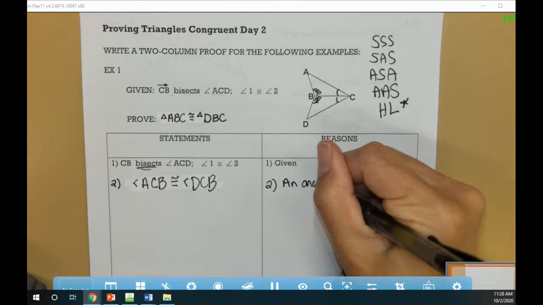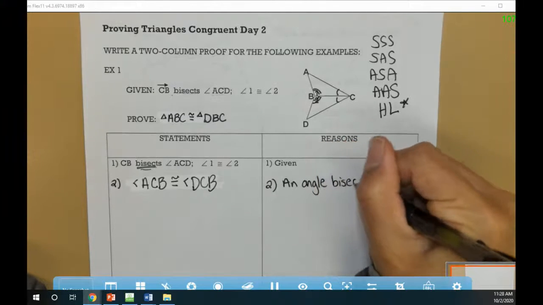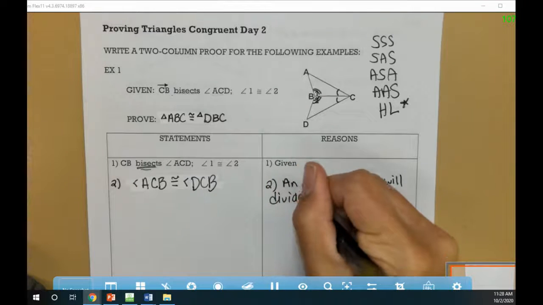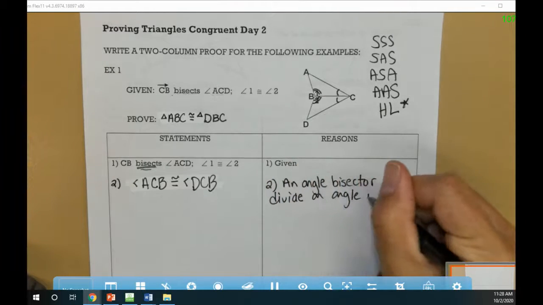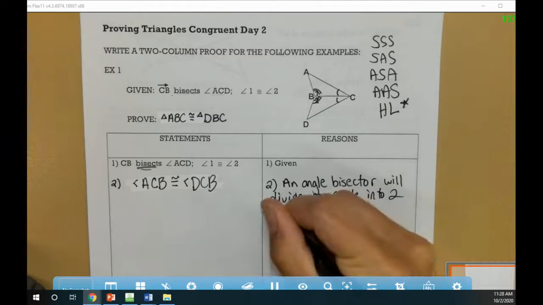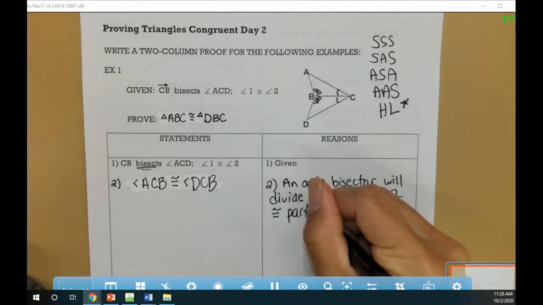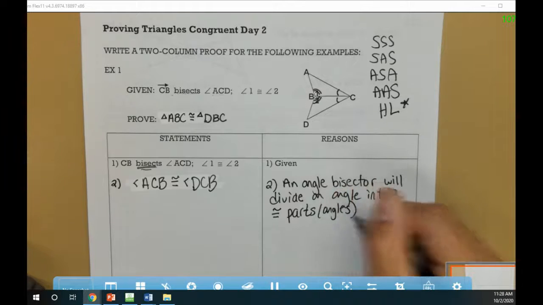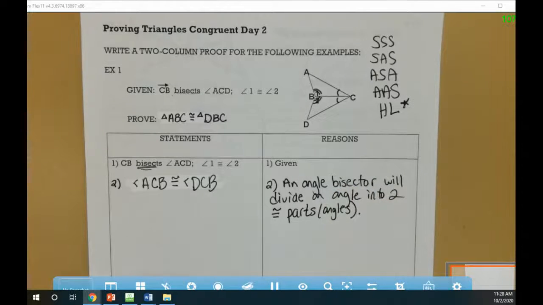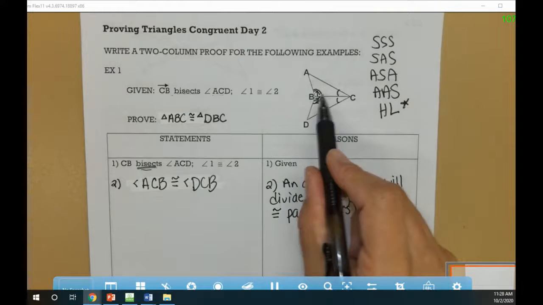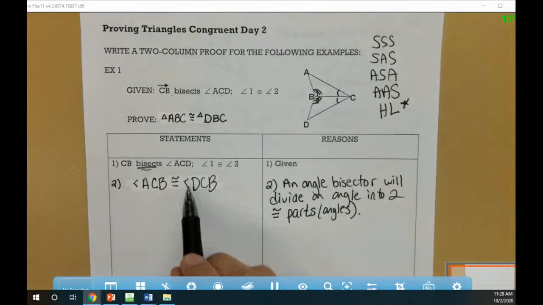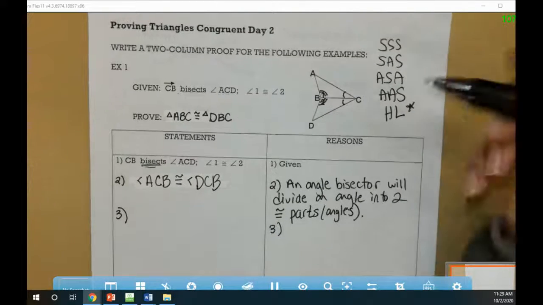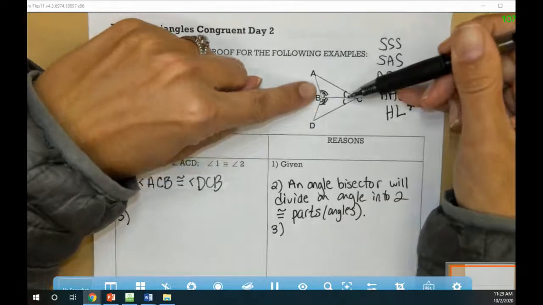So an angle bisector will divide an angle into two congruent, you could say parts, or you could say what we're talking about, angles. Okay, so everything we've marked on the diagram is listed here. We really need one more congruent part, because so far we have 2 angles that are congruent.